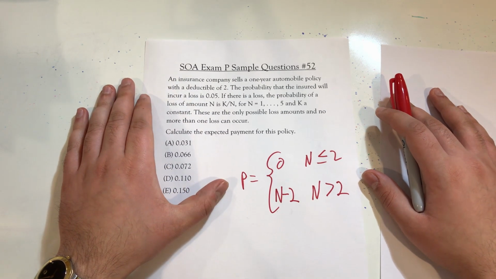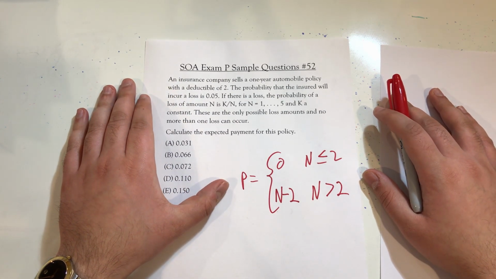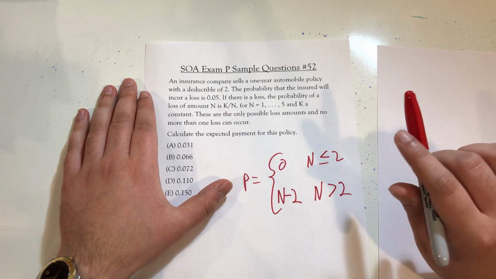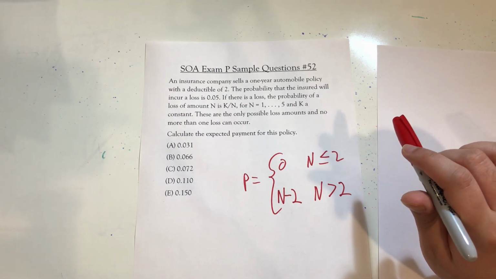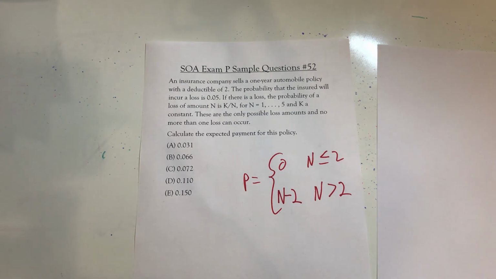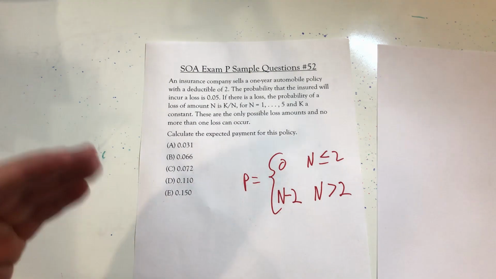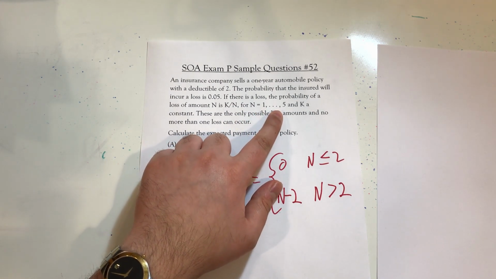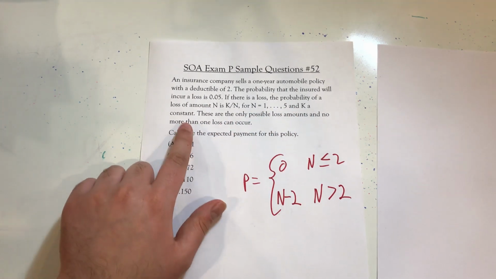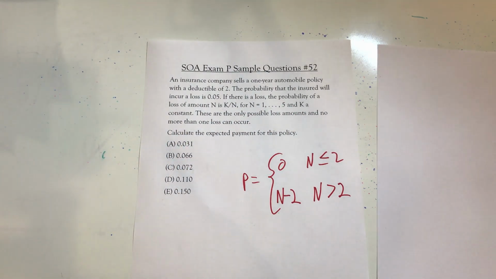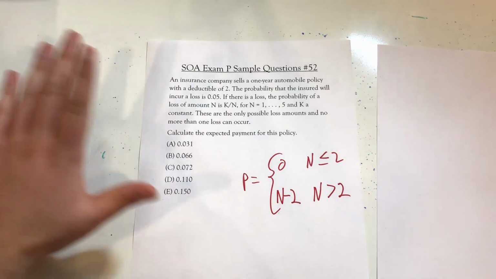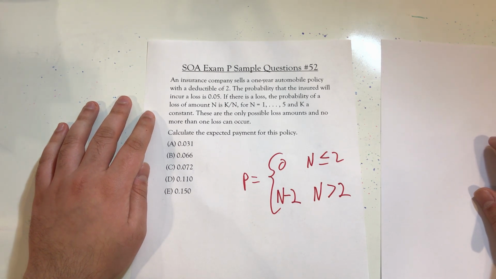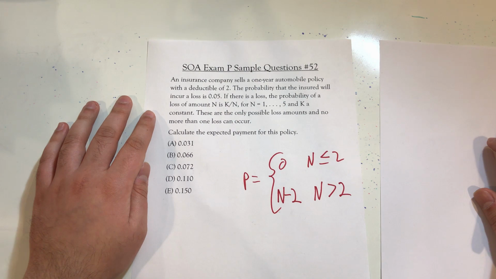The question reads, an insurance company sells a 1-year automobile policy with a deductible of 2. The probability that the insured will incur a loss is 0.05. If there is a loss, the probability of a loss amount n is k over n for n that's either 1, 2, 3, 4, or 5, right? Discrete amounts. And k is a constant. These are the only possible loss amounts, and no more than one loss can occur. We need to calculate the expected payment for this policy, right? The expected payment by the insurance company.